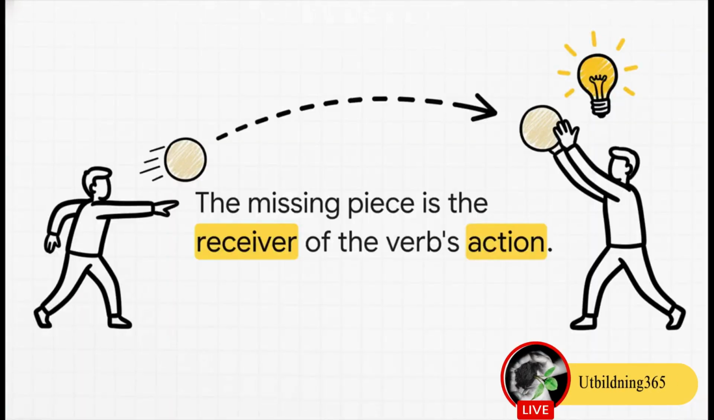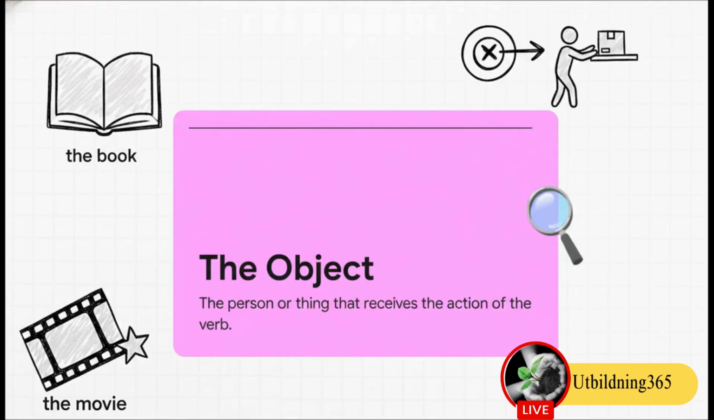And boom, here it is, the big reveal. That missing piece, it's the receiver of the verb's action. It's the person or thing that the verb is actually doing something to. So let's put a name to it. This receiver thingy is called the object. So when we fix those earlier sentences, Leon puts the book on the table, or Michael likes the movie. The book and the movie are the objects. See? That's what completes the thought.